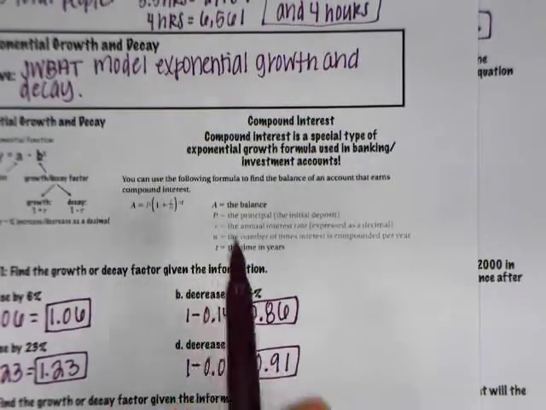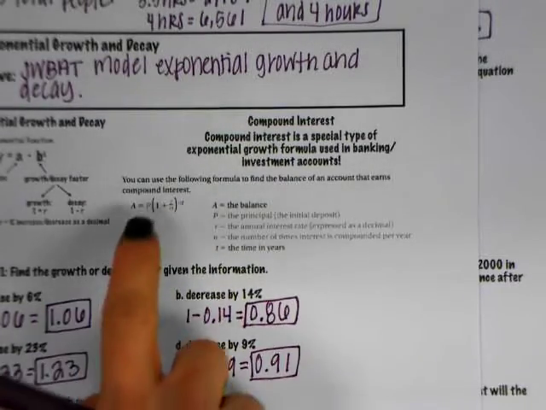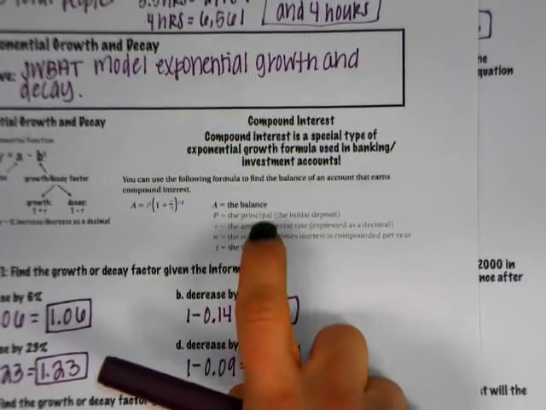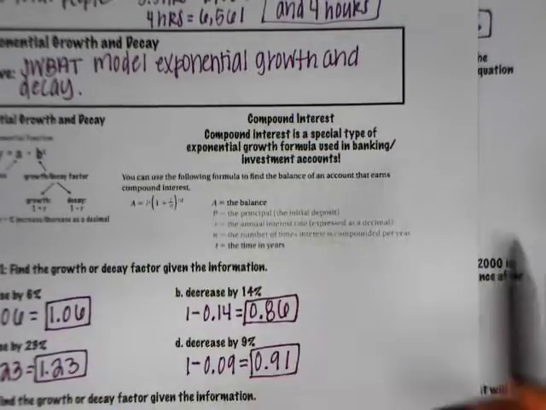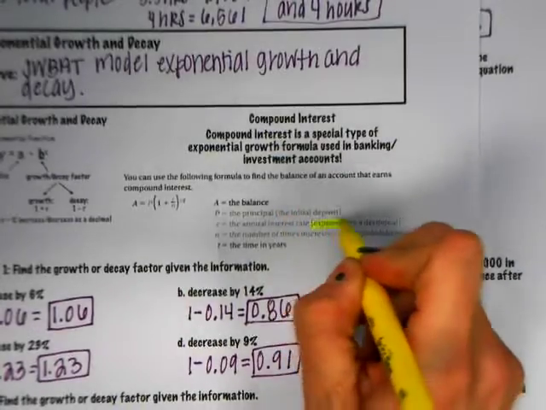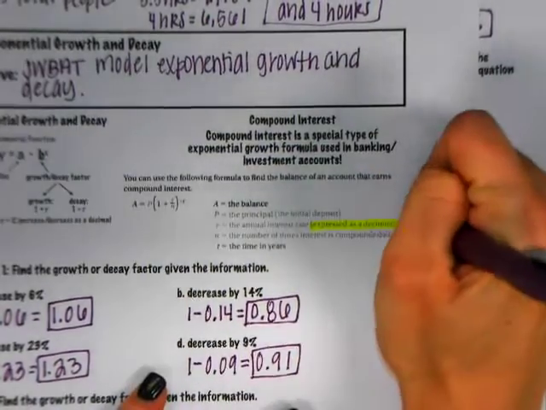Is your guys' like too faded, or is it fine? It's good? Okay. All right, so A is like going to be your answer always. So you're going to start with P. P is going to be the initial amount that you invest, so the principal. It's always going to be 1 plus. The R is going to be the interest rate, but you have to convert it over to decimal form. So if you need to do that, you divide by 100.